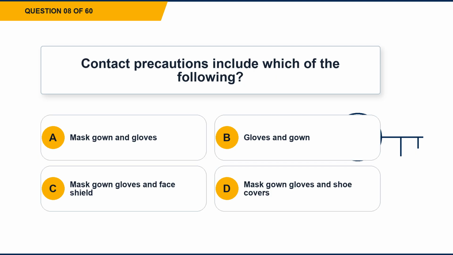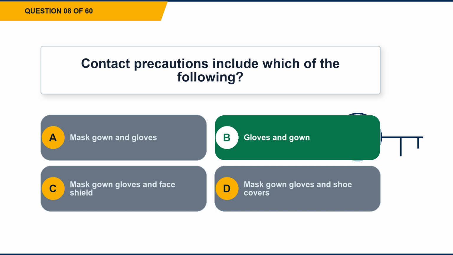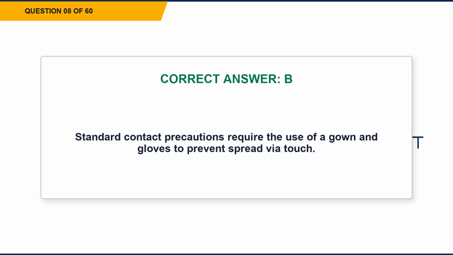Question 8. Contact precautions include which of the following? Option A. Mask, gown and gloves. Option B. Gloves and gown. Option C. Mask, gown, gloves and face shield. Option D. Mask, gown, gloves and shoe covers. The correct answer is option B. Gloves and gown. Explanation. Standard contact precautions require the use of a gown and gloves to prevent spread via touch.